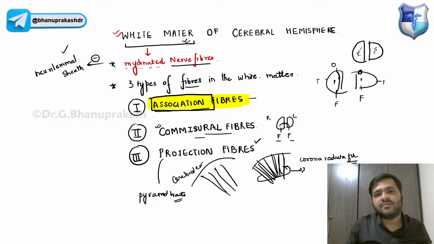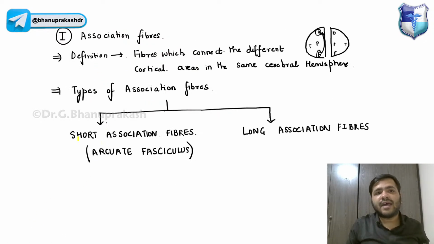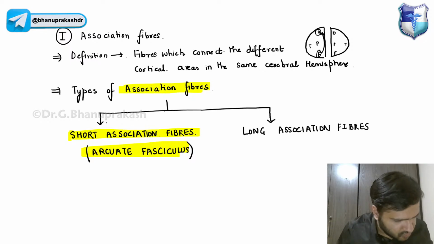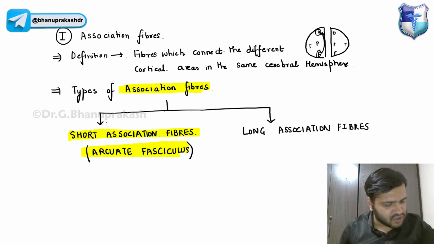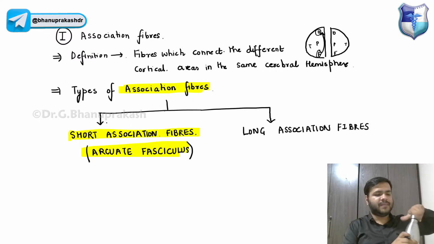We have started with the association fibers, right? In the association fibers, sir has discussed the short association fibers, which is called the arcuate fasciculus. So that is one category of association fibers. Yes, Shoaib, Sudhanshu, Crystal, very good.